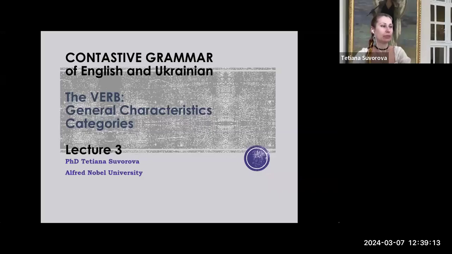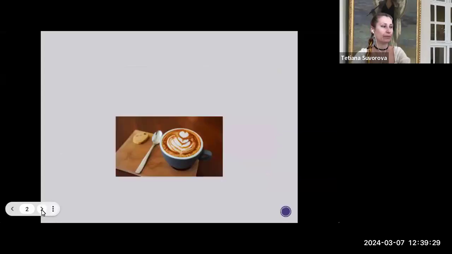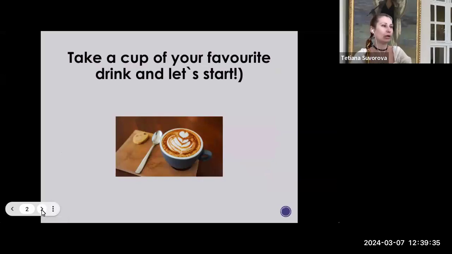So, lecture number 3. We are going to discuss the verb in the course of contrastive grammar of the English and Ukrainian languages, and the verbal characteristics generally in both of the compared languages.